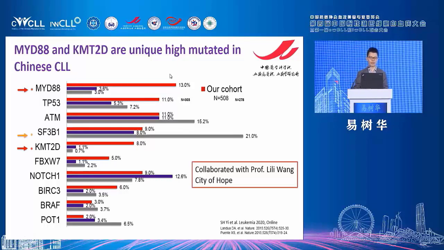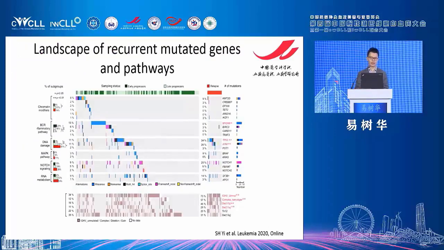Maybe 30% of patients have MYD88 mutation, and 8% of patients have the KMT2D mutation. And the mutated genes are enriched in the chromatin modifier, the BCR pathway, DNA damage, MYC pathway, Notch signaling pathway, and RNA metabolism pathways.